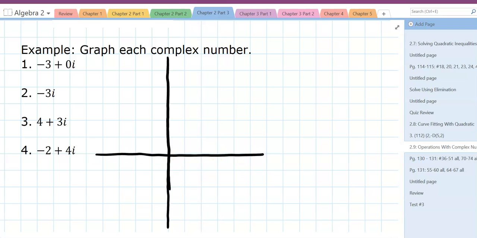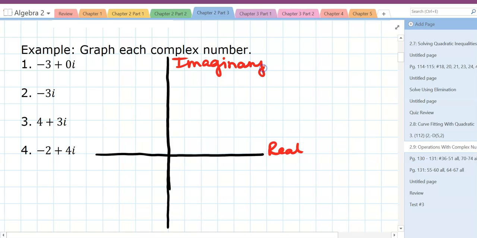So for this first one, remember this is the real and this is the imaginary axis. We're going to go -3 on the real axis. That means you go left 3. Now it's 0i. That means that there's no imaginary unit to this. It's the same thing as just -3. So we're going to just put a point right there at -3. I'm going to call number 1 a, so I can put a little a next to my point. That way if I go back later, I can follow where I was at. So I'm going to call b for number 2, 3 is going to be c and 4 is going to be d.